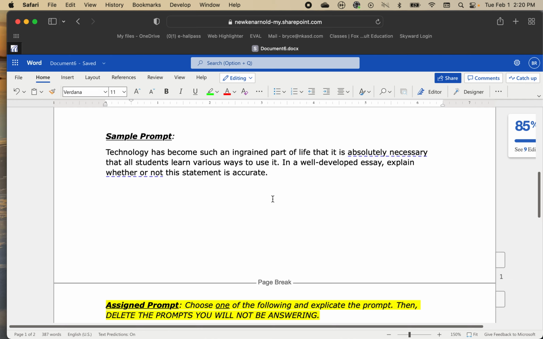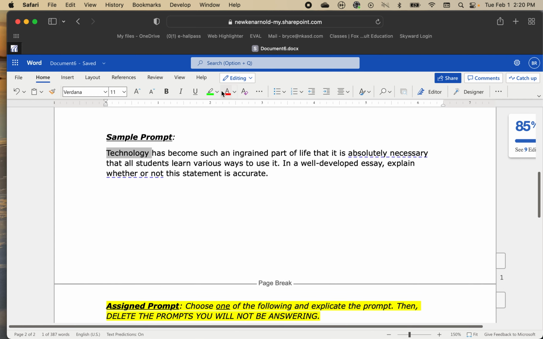So this sample prompt, I'm looking at: technology has become such an ingrained part of life that it is absolutely necessary that all students learn various ways to use it. In a well-developed essay, explain whether or not this statement is accurate. So if I were explicating this prompt, I would have to identify all of the implicit questions first. So for me, I'm looking at the first sentence. Technology has become such an ingrained part of life that it is absolutely necessary that all students learn various ways to use it. For me, I'm going to highlight this because I think that is an implicit question.